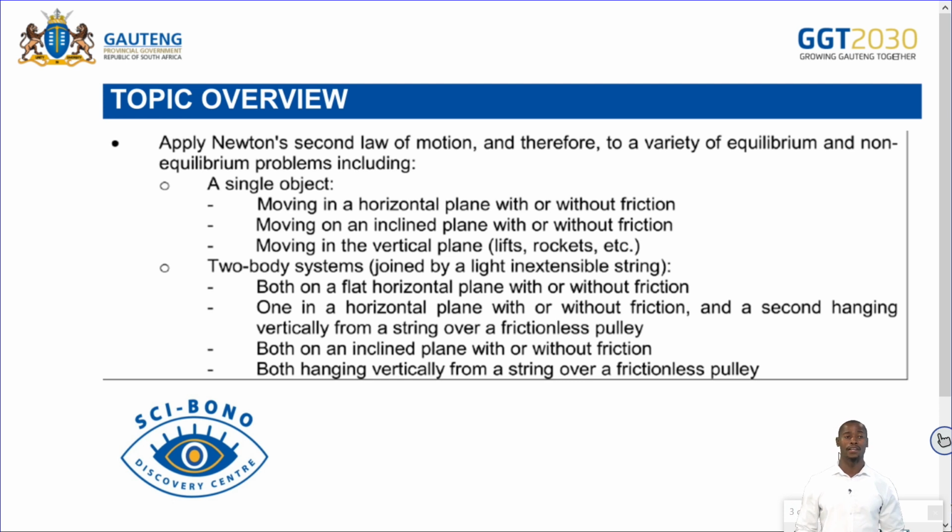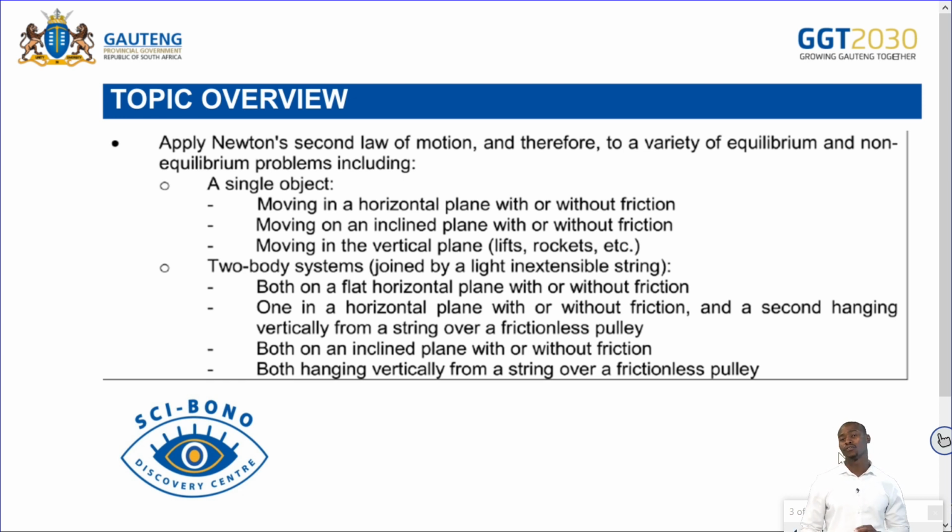And then also under Newton's second law, apply it to a variety of equilibrium and non-equilibrium problems, including a single object that is moving in a horizontal plane with or without friction, moving on an inclined plane with or without friction, moving in a vertical plane, for example lifts and rockets, and then two-body systems joined by a light inextensible string, both on a flat horizontal plane with or without friction, one on a horizontal plane with or without friction and a second hanging vertically from a string over a frictionless pulley, both on an inclined plane with or without friction, both hanging vertically from a string over a frictionless pulley. So that is under Newton's second law.